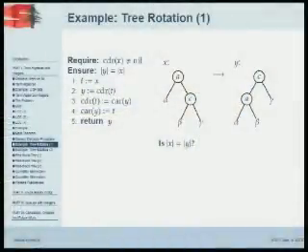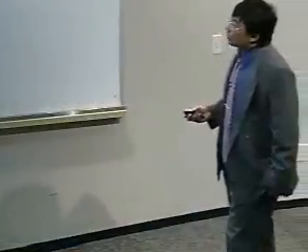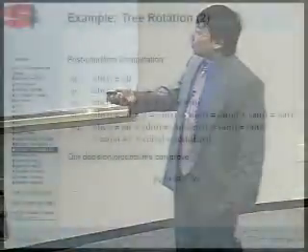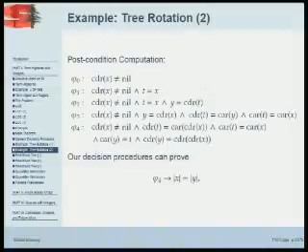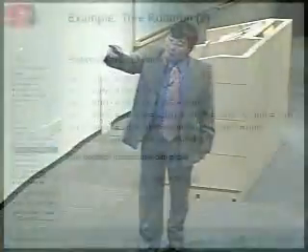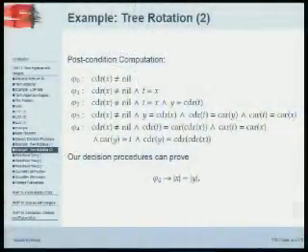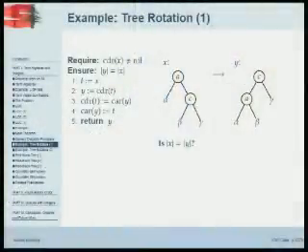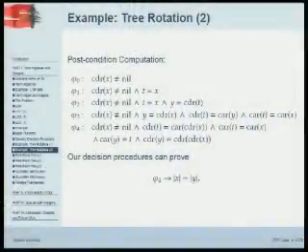So now let's go back to look at the tree rotation algorithm. We do the post-condition computation. So phi 0 is the initial condition before the first statement, and phi 4 is the post condition after the run of statement 4. Then our decision procedure will be able to prove that phi 4 implies the length of x is equal to length of y.